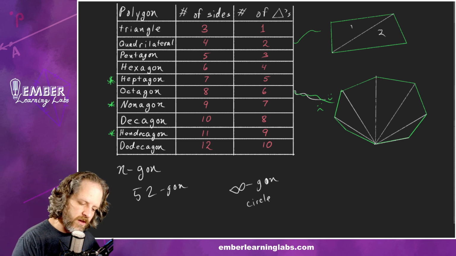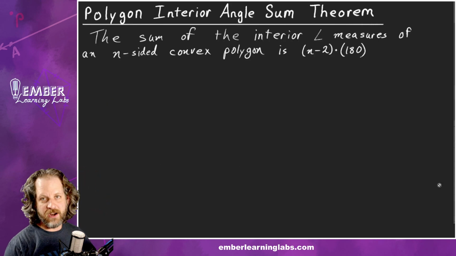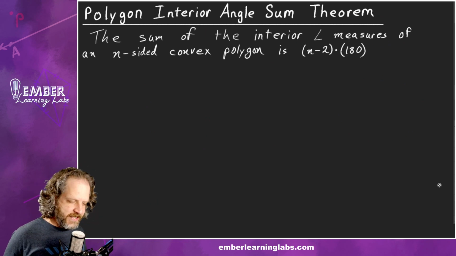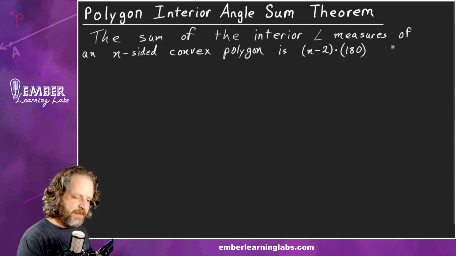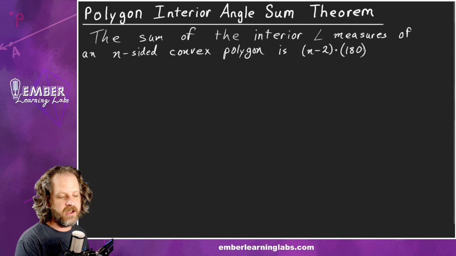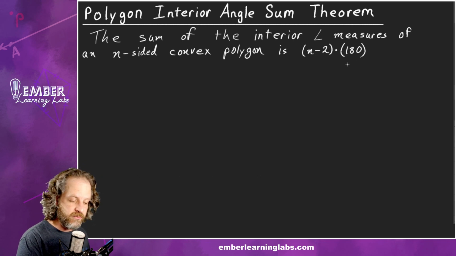Now, we said we were talking about angles. Let's talk about angles. First theorem out of 2 we're going to talk about in this lesson. Polygon interior angle sum theorem. The sum of the interior angle measures of an n-sided convex polygon is n minus 2 times 180. So the number of sides minus 2 times 180.